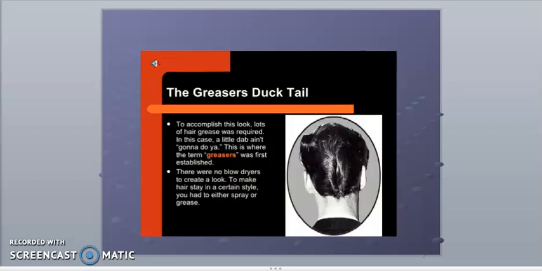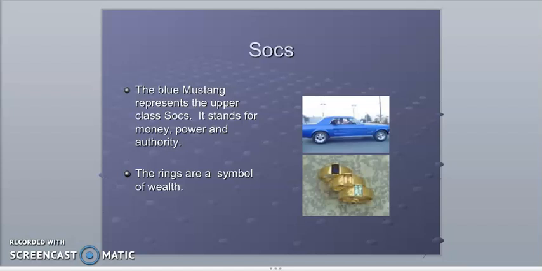The greasers' ducktail. The greasers were given that name because they wore so much grease in their hair to get their hair to stay this way, because a lot of hair grease was required for this look. So that is how they got their name. The socs: the blue Mustang represents the upper class socs. It stands for money, power, and authority.